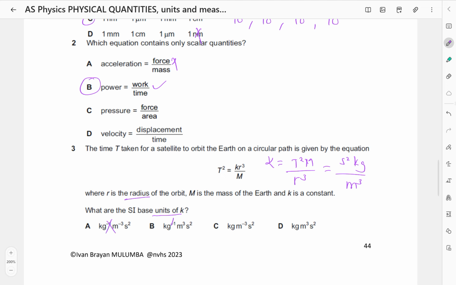So this one is wrong. Per kilogram is out. And so it is kilogram second squared per meter cubed. So our answer is going to be C. Kilogram second squared, m goes up, it becomes m to the power negative 3. So this is also out.